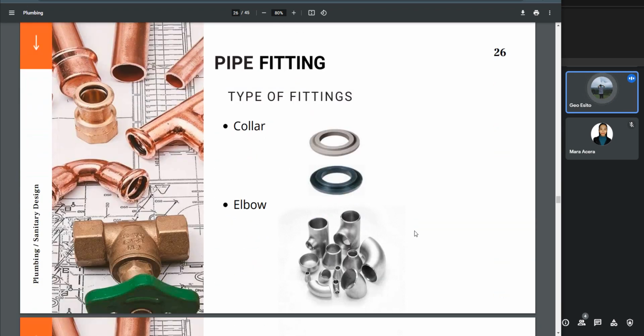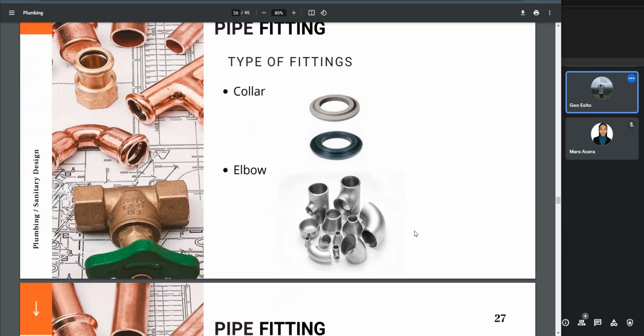The first one is the collar. While joining two pipes of the same length, a collar is used. A collar is fitted at the end of the pipe. Elbow. It is installed at the time of joining two pipes. With the help of an elbow, the direction of the liquid is changed.